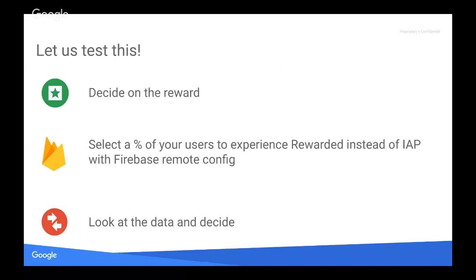What does this do? This allows you to take out the question marks that we saw in the previous slide and put a real number there. You're not really looking at CPM. You're not really looking at conversion rate. What you're looking at is the third question mark. What is the total dollars that you're getting for every 1,000 users?